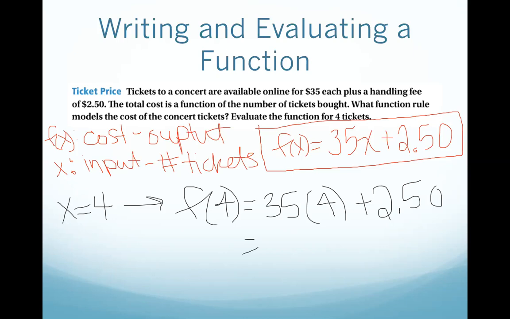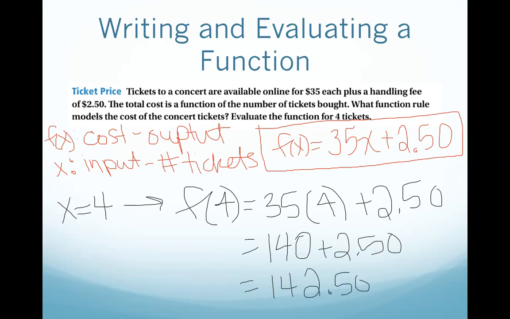35 times 4 is 140, plus 250 equals 142.50. Now, what is that? What is that number? Well, that's how much those tickets cost, right? So that is money. So to answer this question, it's a word problem.